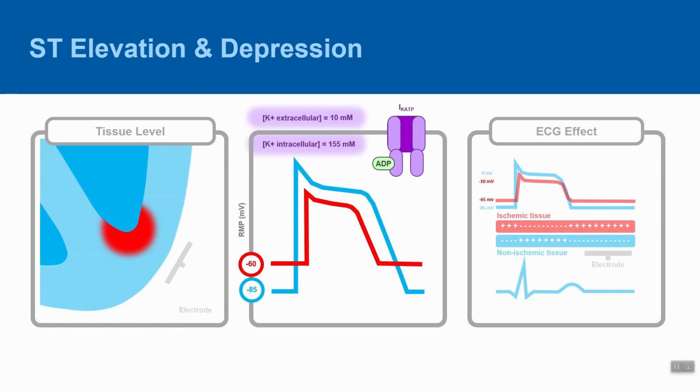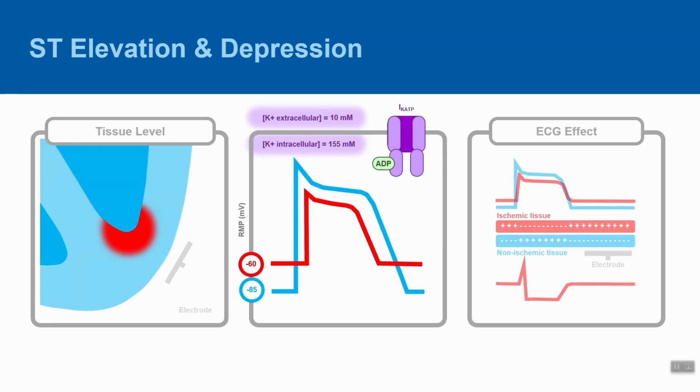The current produced by these electric gradients always flows from more positive to more negative. The current is referred to as the current of injury. When the current of injury travels toward the ECG electrode, it shifts the ECG tracing upward. When the current of injury travels away from the electrode, it shifts the ECG tracing downward. The ECG machine then attempts to zero the tracing along the TP segment. The net result in the setting of subendocardial ischemia is an ST segment depression.